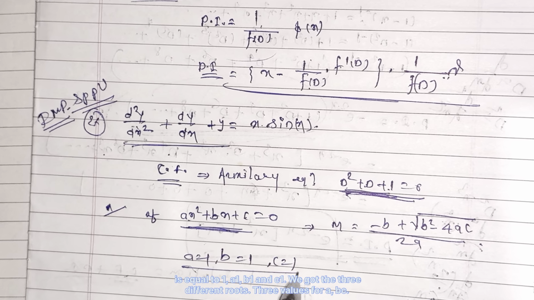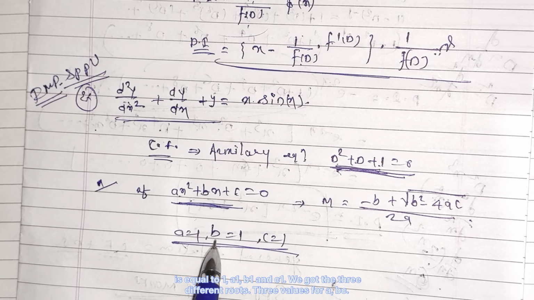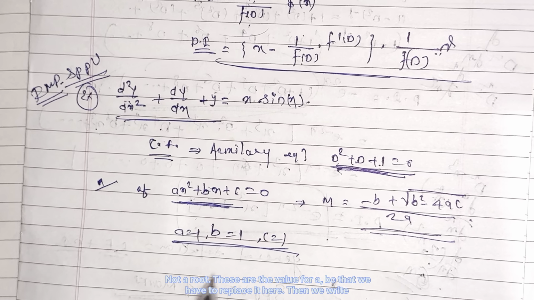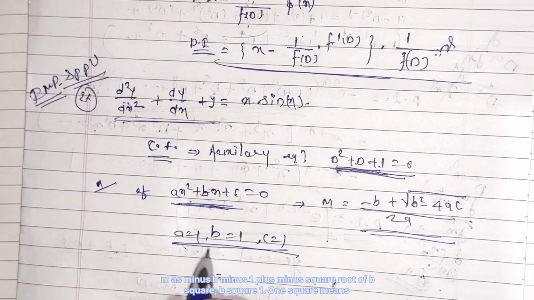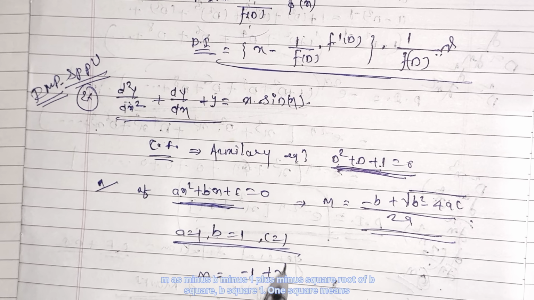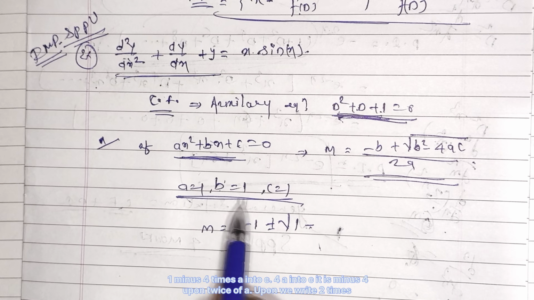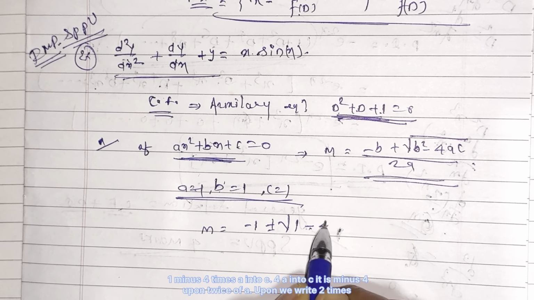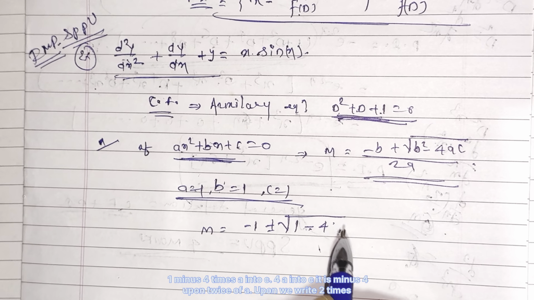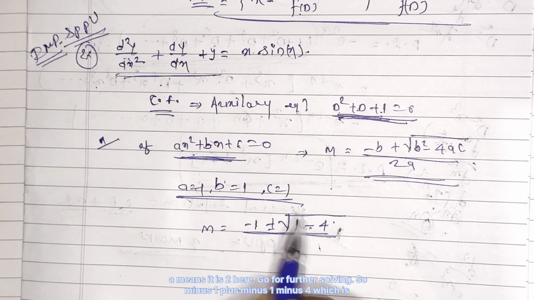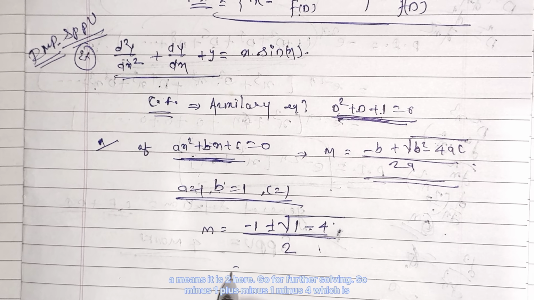We got three different values, not roots. Three values for a, b, c. These are the values for a, b, c that we have to replace here. Then we write m as minus b plus minus square root of b², 1² means 1, minus 4 times a into c, it is minus 4, upon twice of a, which is 2 here. Let's go for further solving.